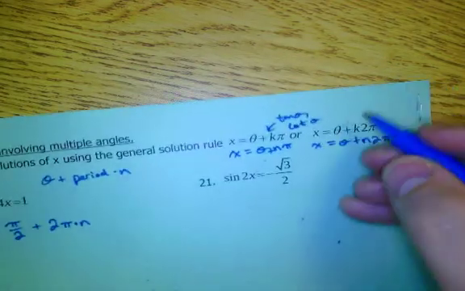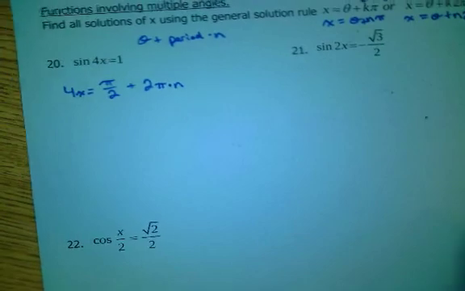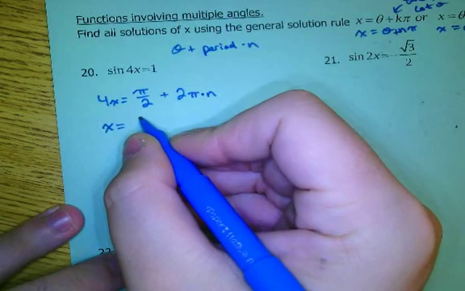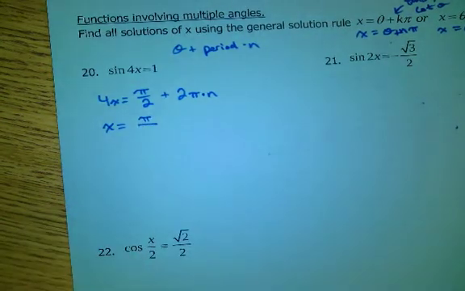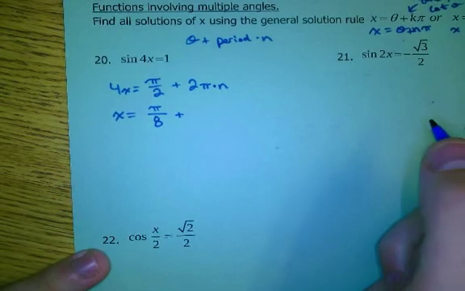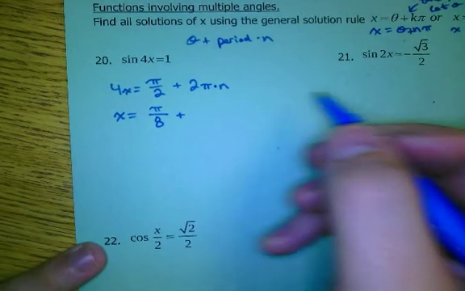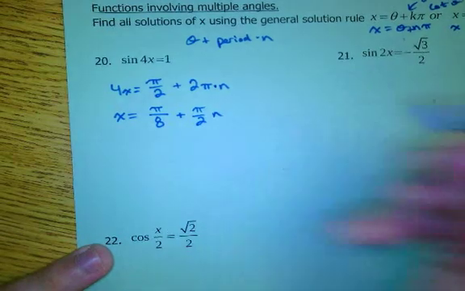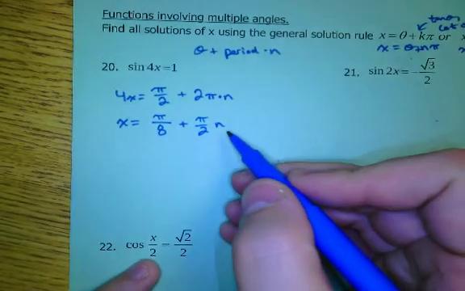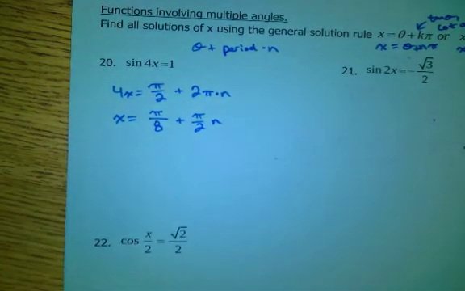Okay? So now let's divide everything by 4. So x equals pi over 8 plus pi over 2n. And that's it. That's called a general solution, because sine goes on forever and ever. You just did it in there? So the n's in there because that just means the number of times. Like it just means how many times it's going to happen. Okay.